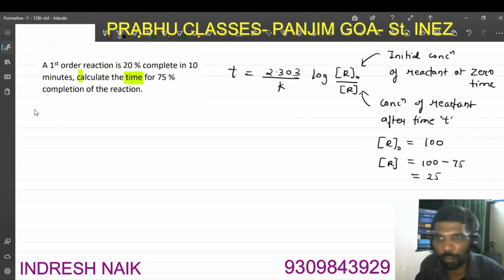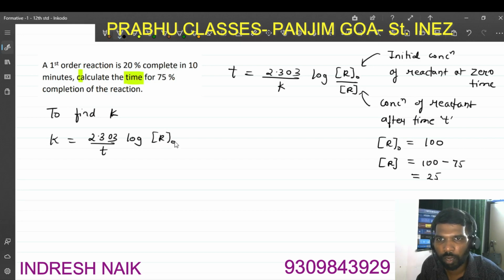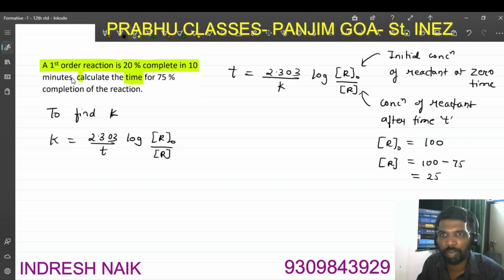So we have R0 and we have R, but what we don't have is K. So let's find K first. To find K, we are going to use the same equation, but in terms of K, I will write K is equal to 2.303 upon time log of R0 by R. And the first statement says it is a first order reaction, which is 20% complete in 10 minutes. We have to calculate the time required for 75%. So using the first data, I will find the K.